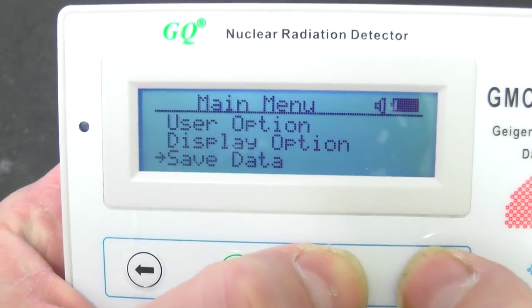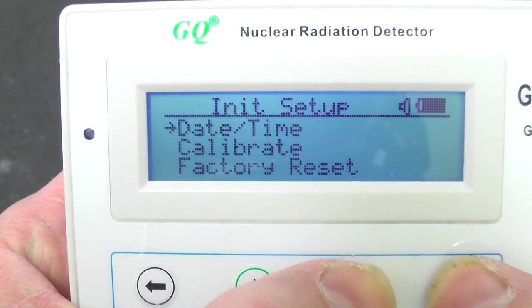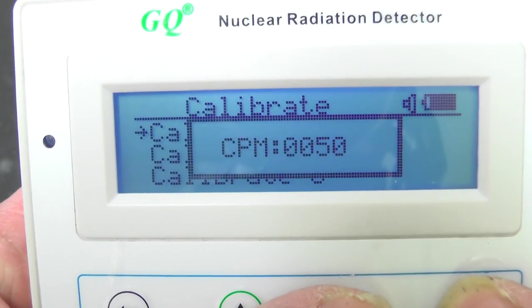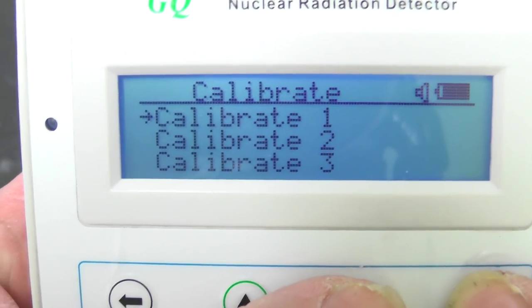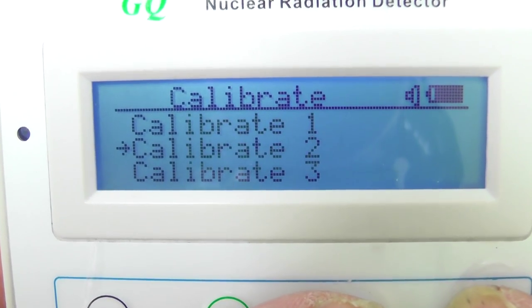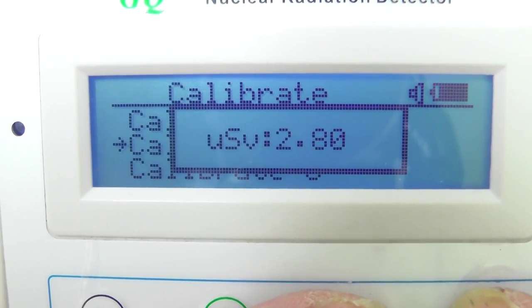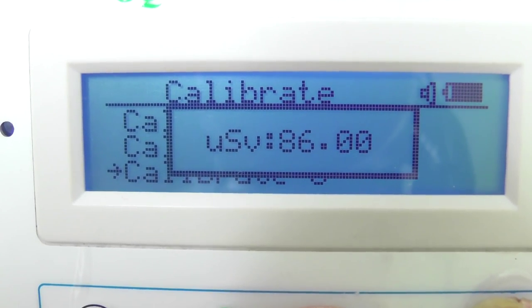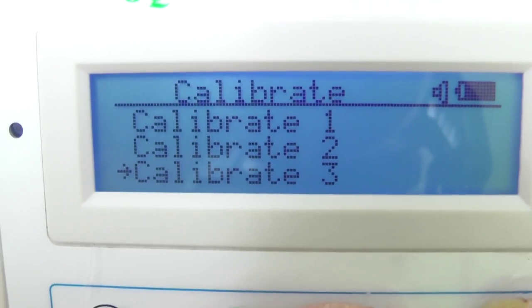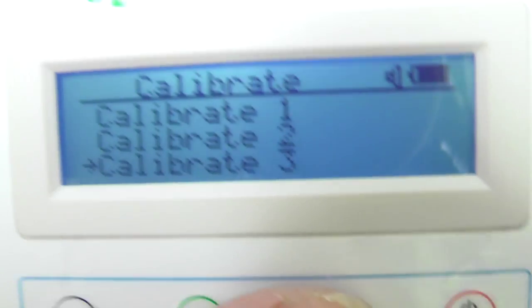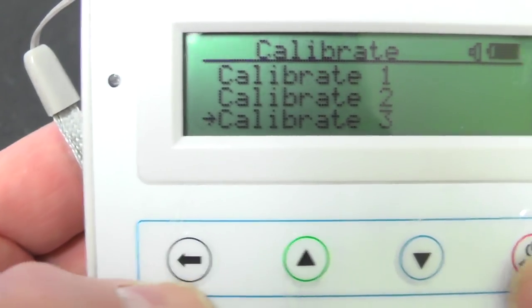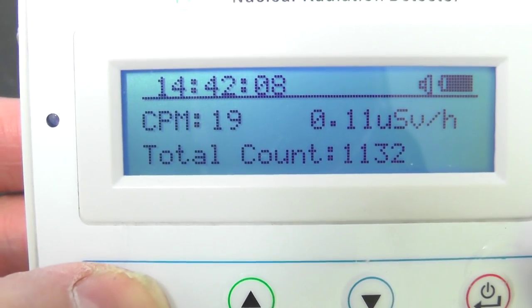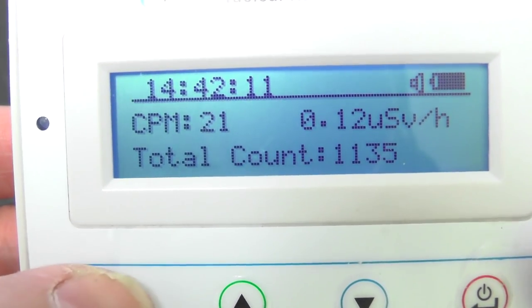If I go into the menu, so if I go into calibrate one, I'm basically saying the counts per minute of 50 equals 0.28 microsieverts. On calibrate two, I'm saying 500 counts per minute is equal to 2.8 microsieverts per hour. And on calibrate three, 15,020 equals about 86 microsieverts per hour. There's some slight issues because I can't put in decimal places and things like that, so I have to be as accurate as I can be with this particular unit, but I'm sure that's good enough for the stuff that I'm doing. So as I said, for the SBM-20, the calibration factor is counts per minute divided by 175.